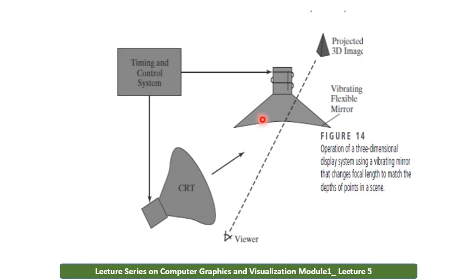This changes the focal length, which is going to match the depth of the points in a particular scene. So this is one example of a three-dimensional image. Depending upon the focal length of the user, consider this as a user. The user is going to view the object, and this is the projected 3D image behind the vibrating flexible mirror, which has some depth information depending upon the focal length. So this is how the three-dimensional display system operates with a vibrating mirror.